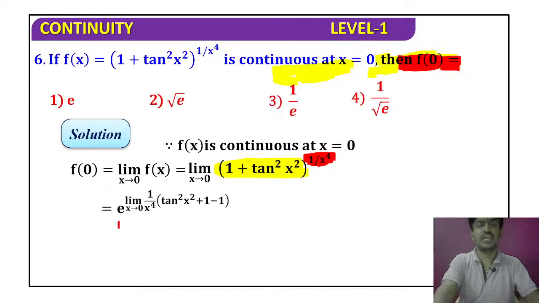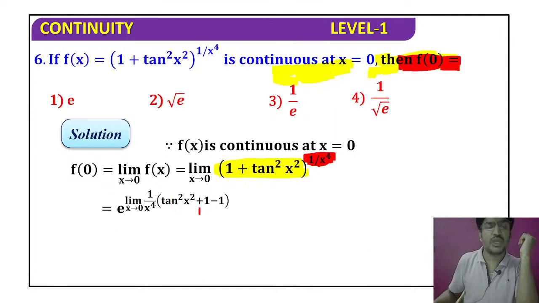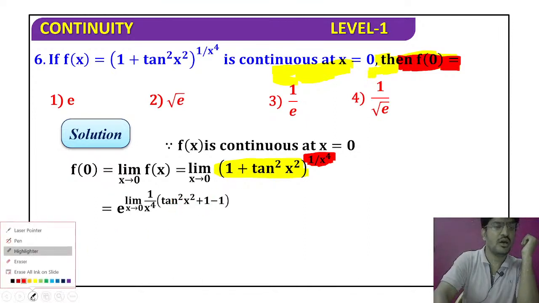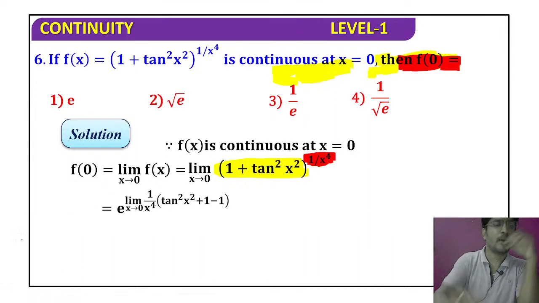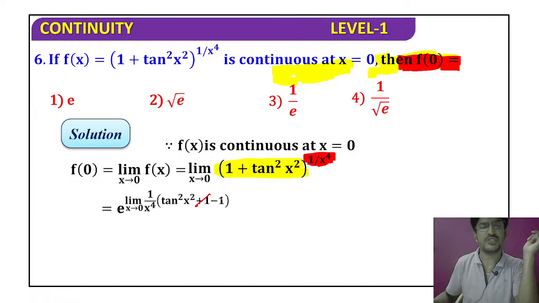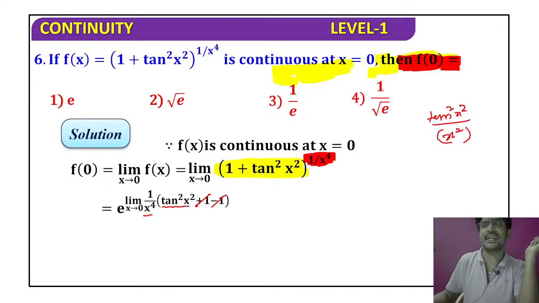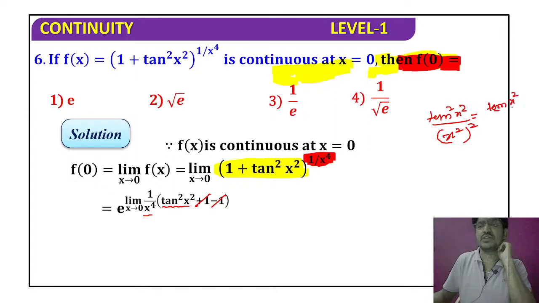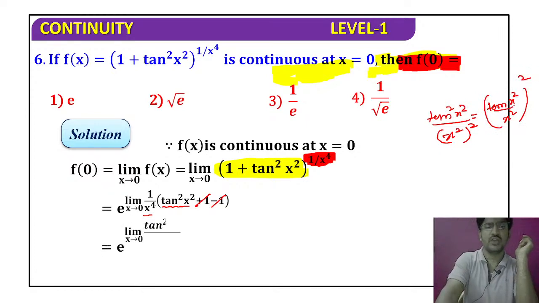You just see the next step. Now I will write f of x minus 1. If I write f of x minus 1, this becomes very simple, because plus 1 minus 1 will get cancelled. Tan square x square times 1 by x raised to 4 will remain. So tan square x square divided by x raised to 4, I can write as tan x square divided by x square whole square. That is what I am going to use.